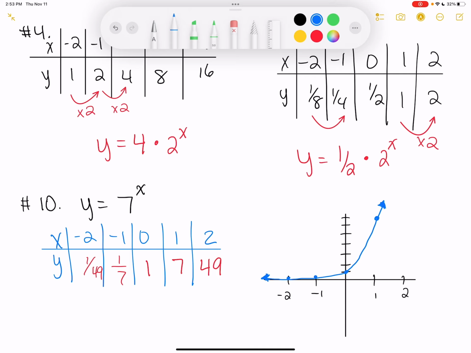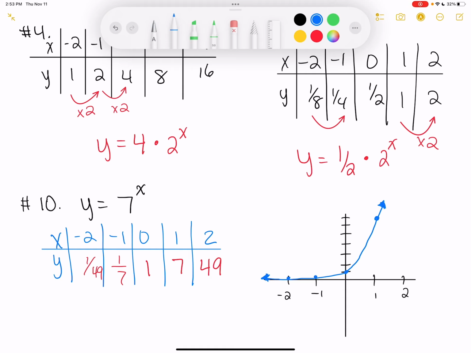A growth function will always look like this. On the right side of the graph, it's pointing up. The next section will be decay functions. They will be the opposite. The left side will be pointing up. So in this section, all your graphs should look like this. It's just a matter of what these numbers are. So it never goes down?